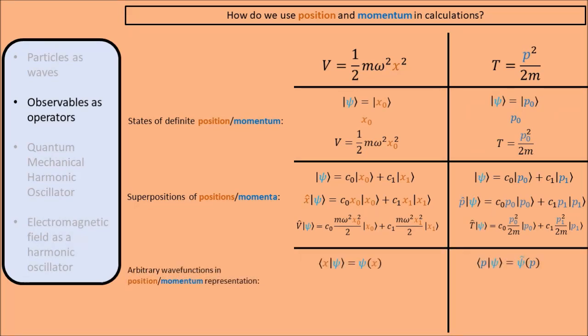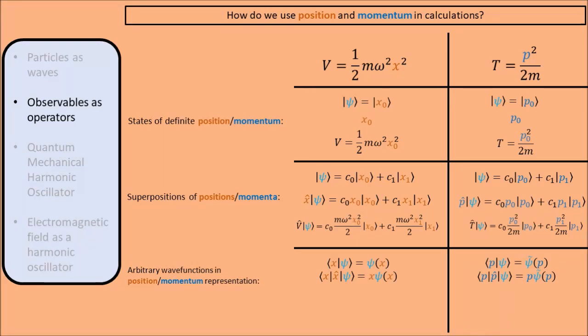If we have a wave function psi, we can represent it in the position basis by taking the inner product with states of definite position, or we can represent it in the momentum basis by taking the inner product with states of definite momentum. If we apply the position operator to psi, and then express the result in the position basis, then we have simply multiplied psi of x with x, and similarly, applying the momentum operator corresponds to a multiplication with p when in the momentum basis.